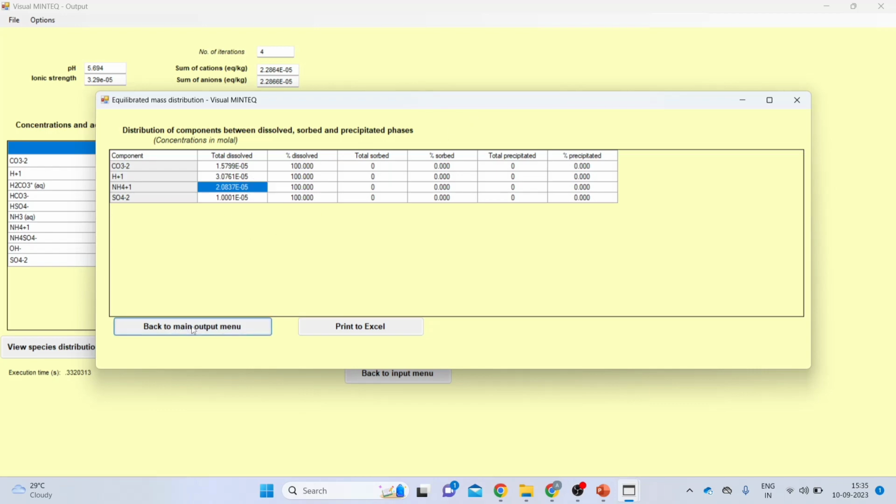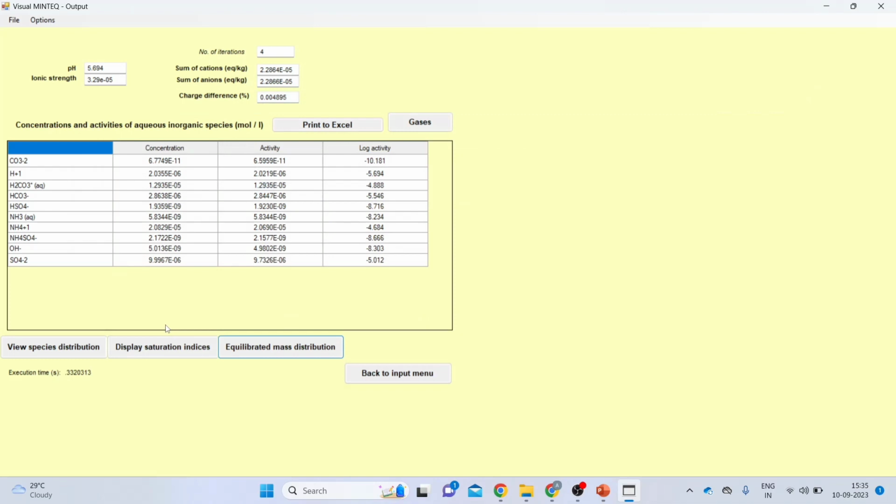Let's go back. So basically what we have done, we have added all the components, we have added the partial pressure which was given, and we have calculated the pH. And the next question was to find out the total dissolved concentration of the nitrogen. So we can see that there are two forms of nitrogen which are dissolved, that is NH4 plus and NH3 aqueous, and also there is one more form, that is NH4SO4 2 minus. So we can add these, or directly we can go to the equilibrated mass distribution.